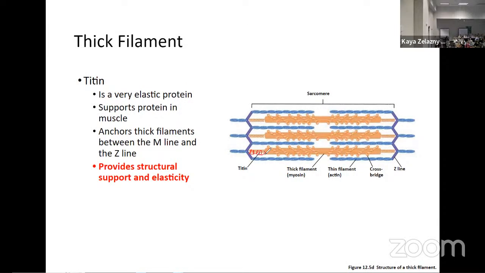Okay, so we ignore it when we're naming our Z line, M line, A band, etc. It's just kind of anchoring that myosin, that thick filament, to the Z line a little bit in place so that everything stays arranged as it should. So this is just for structural integrity, structural support, and it's long and stretchy, just kind of springs back into place. So we're not going to think very much about titin, is basically what I'm telling you, but it is there.